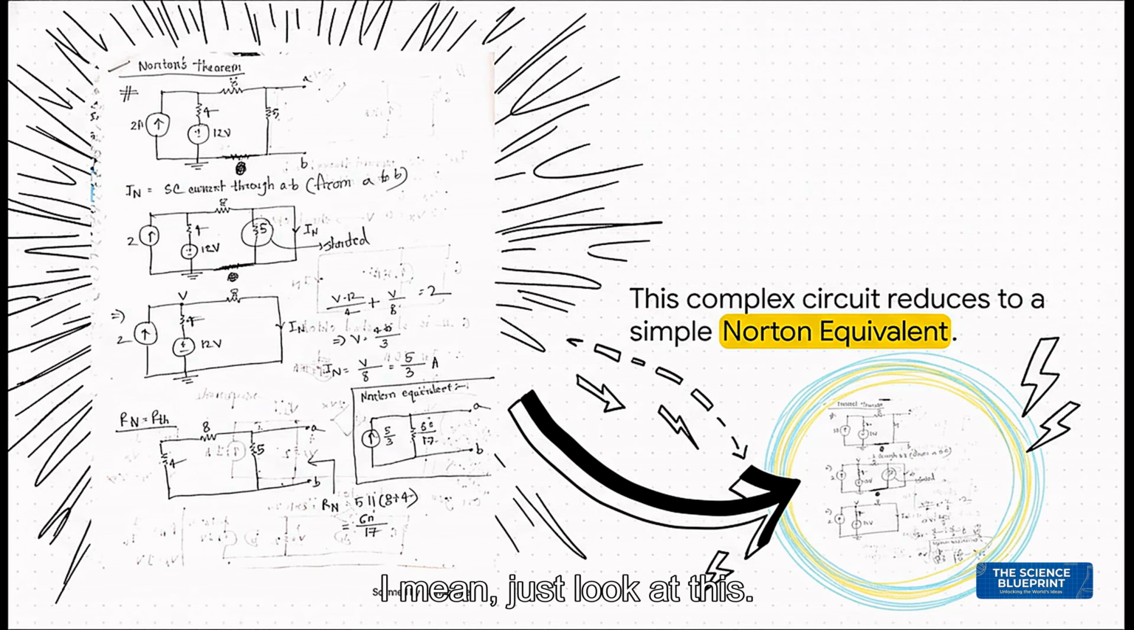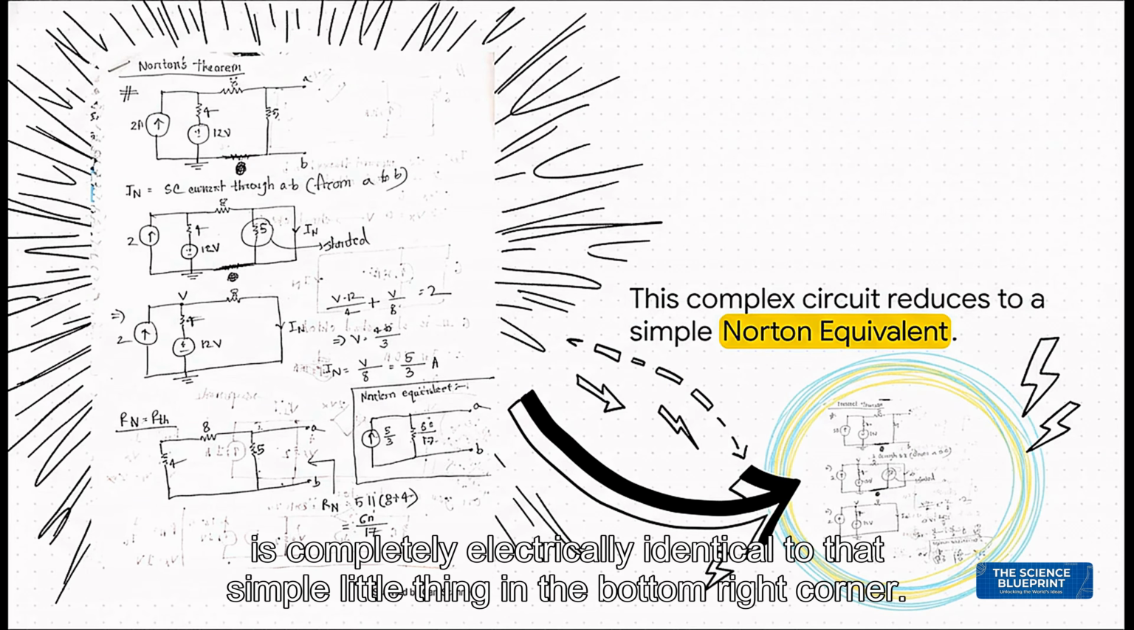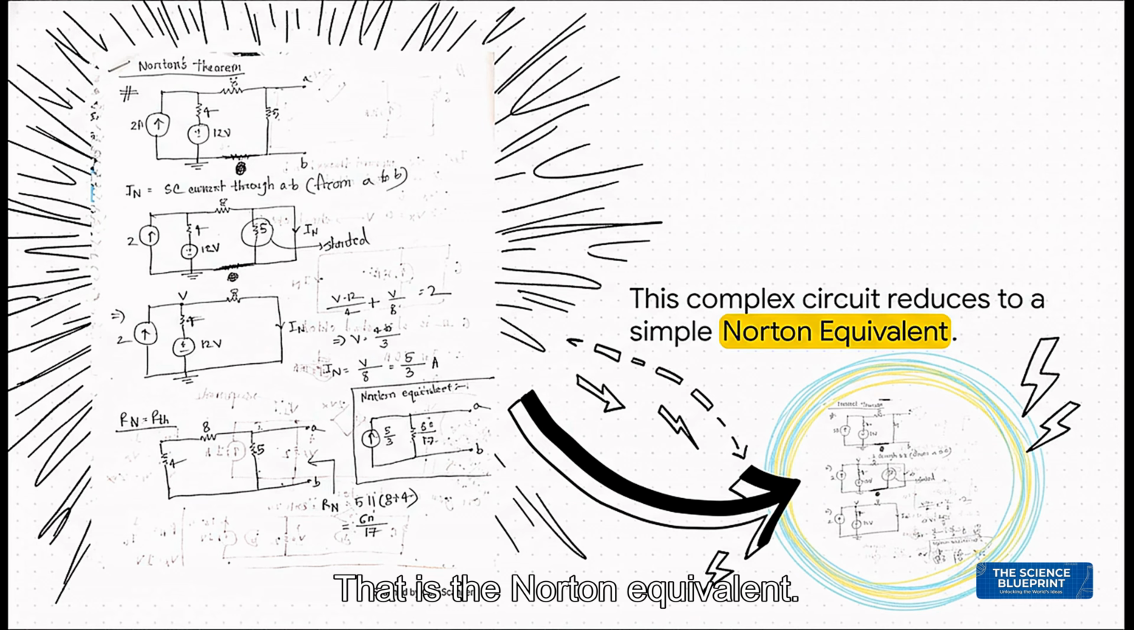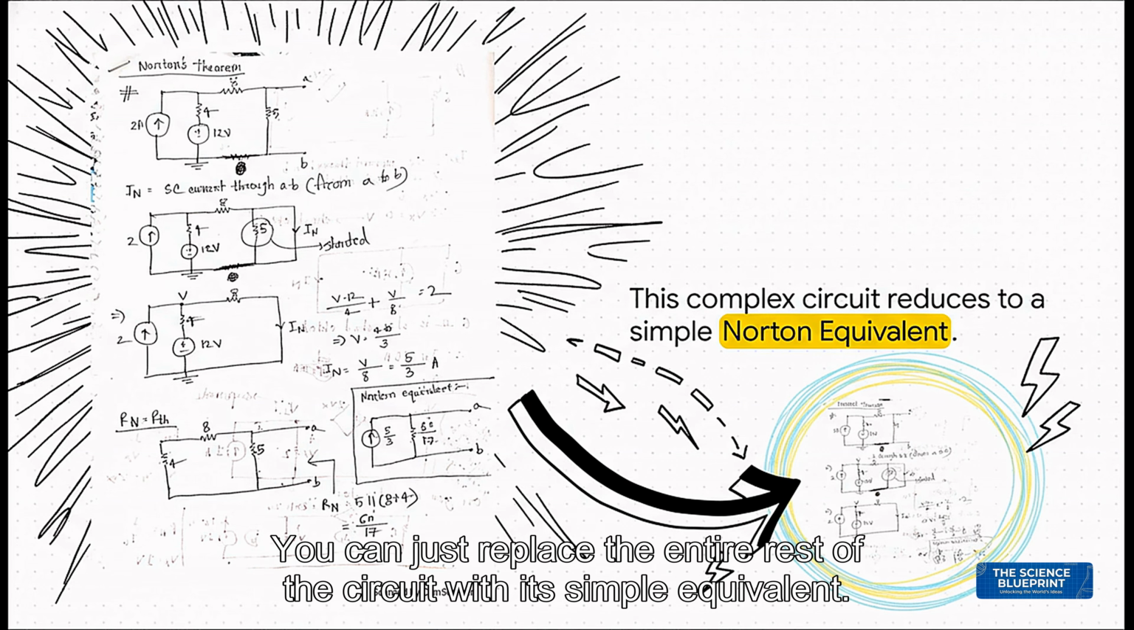I mean, just look at this. That whole circuit at the top, with all its sources and resistors, is completely electrically identical to that simple little thing in the bottom right corner. A single current source next to a single resistor. That is the Norton equivalent. This is so powerful, especially when you only care about what's happening at those 2 points A and B. You can just replace the entire rest of the circuit with its simple equivalent.